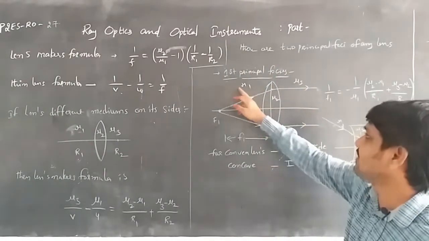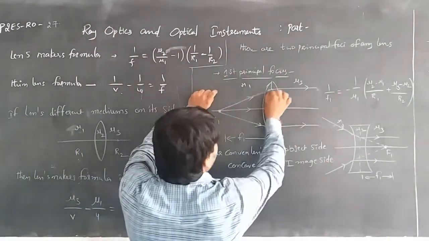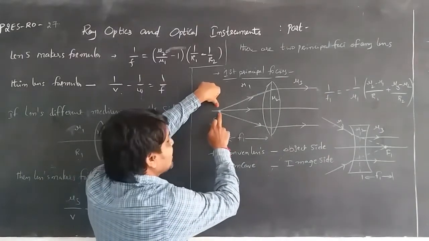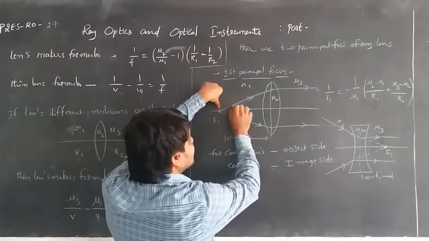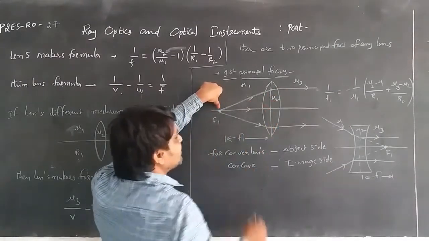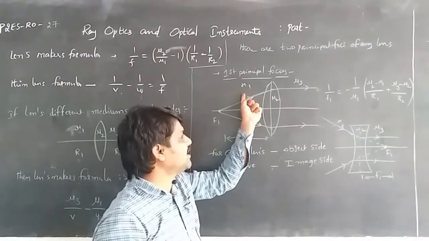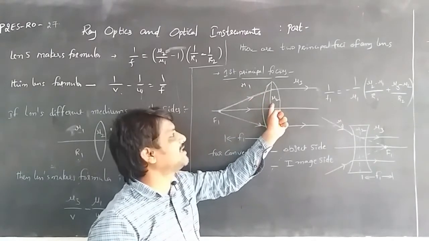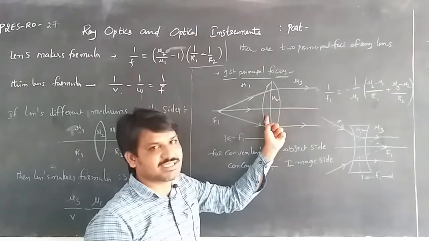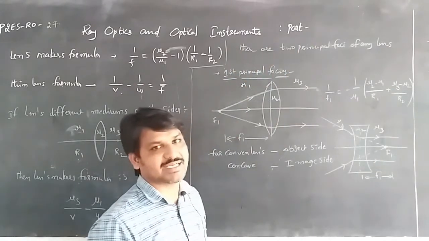For the first principal focus, the object is placed at the focus, and the incident ray travels from mu 1 to mu 2. The light coming from the mu 1 medium travels into mu 2 and finally converges into mu 3, because it is a convex lens, called a converging lens. It converges into mu 3, and the image is formed at infinity.